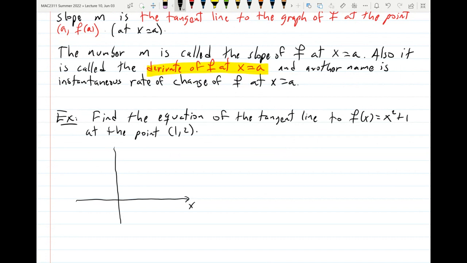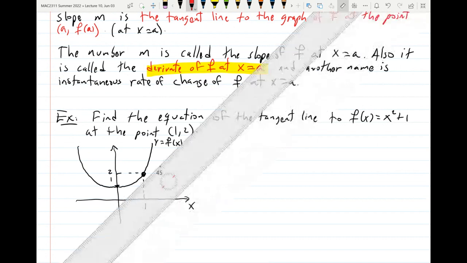Okay, so let's draw a little picture so you can see what we're doing. Basically, x squared plus 1 is a parabola shifted up 1 unit. So this is the graph of our function, right? And then when x is equal to 1, then y is equal to 2. So we have something like this. This is y equal f of x. Here is the point, and then our job is to find the equation of this tangent line.